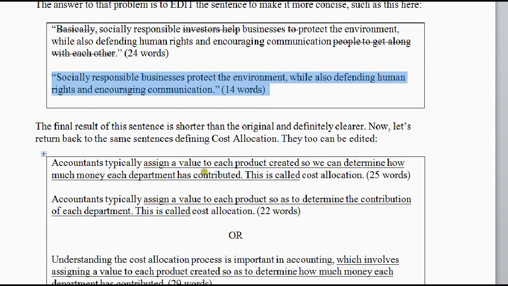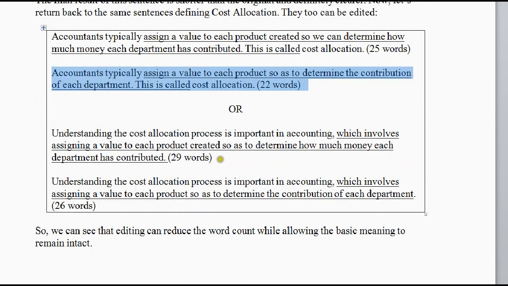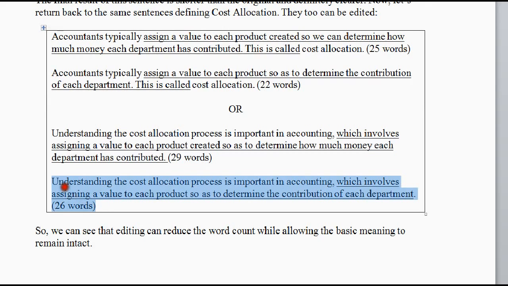Now let's look back at cost allocation. They too can be edited. Here I had 25 words. I can reduce this down to 22. The other sentence, I had 29 words, and it can be reduced to 26. So we can see that editing can reduce the word count while also allowing the basic meaning to remain intact.